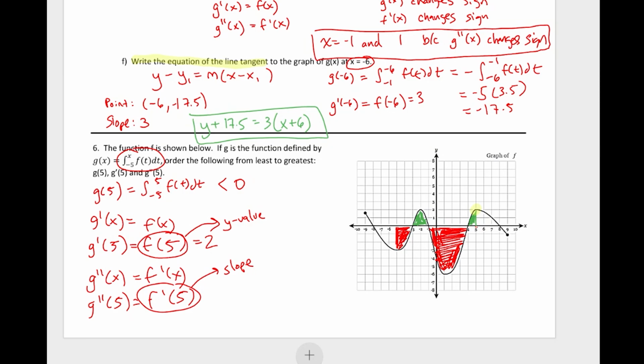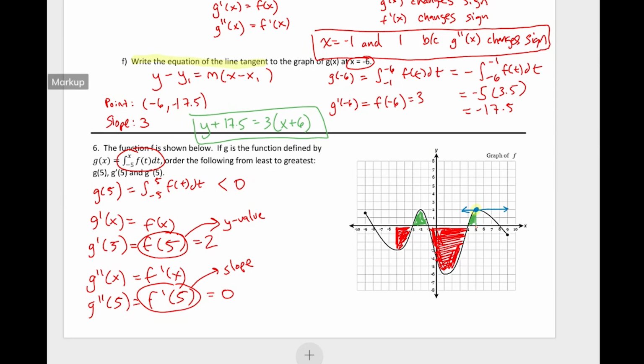Now, I don't think we're going to be able to calculate the slope without knowing the equation of this function. But I've got a sneaking suspicion I know what's going to happen here. If I look over at that graph, I can see that at 5, we don't know for sure, but it sure does look like that is a local maximum there, and therefore that slope is 0.